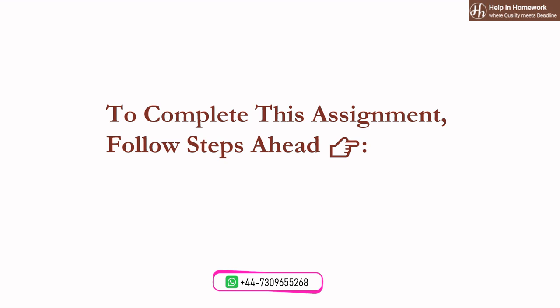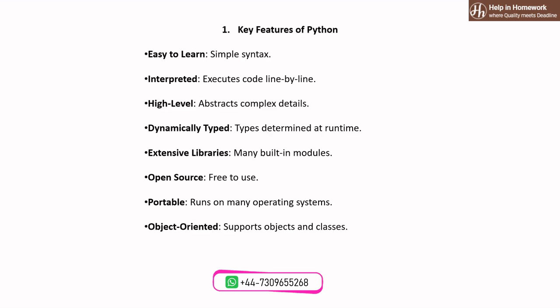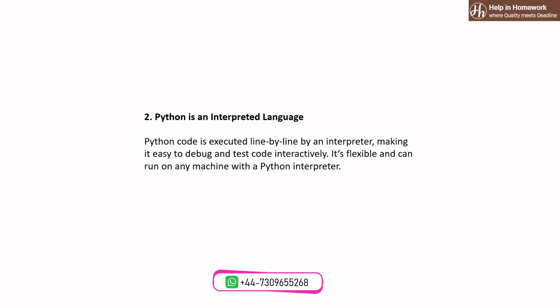1. Key features of Python. Easy to learn, simple syntax. Interpreted, executes code line by line. High level, abstracts complex details. Dynamically typed, types determined at runtime. Extensive libraries, many built-in modules. Open source, free to use. Portable, runs on many operating systems. Object-oriented, supports objects and classes.